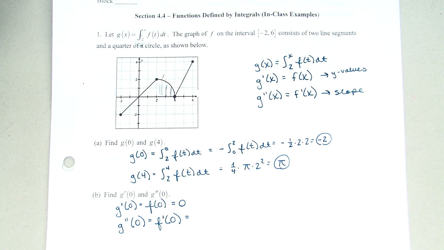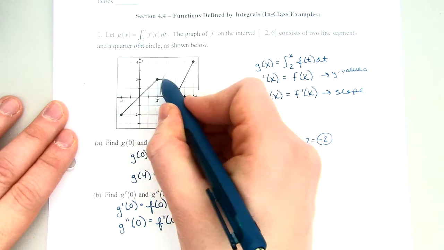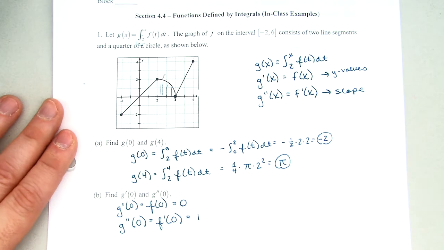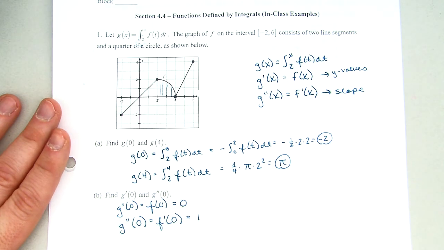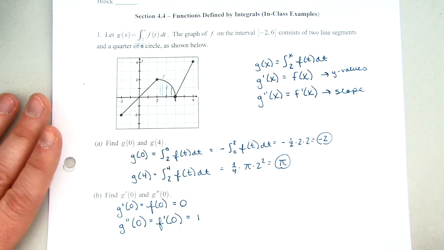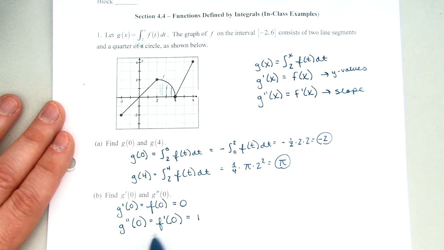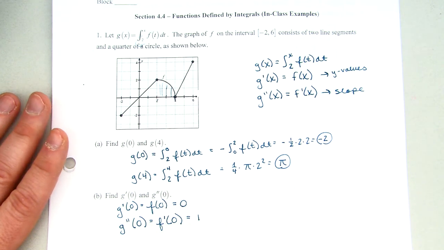And it is 1. Rise of 2, run of 2, slope is 1. Do you see how we got those? G double prime means I'm looking at f single prime, which means the slope of the graph that I'm looking at. G prime means I'm looking at f, which is the y values on the graph that I'm looking at.